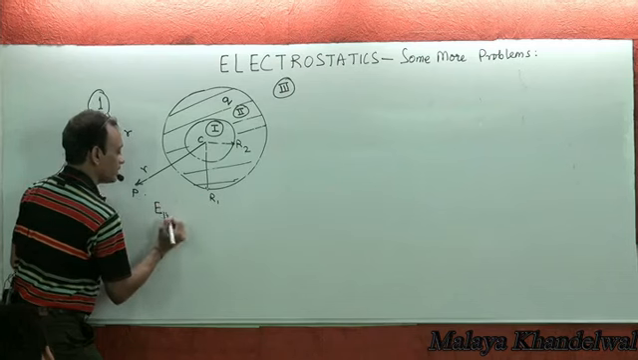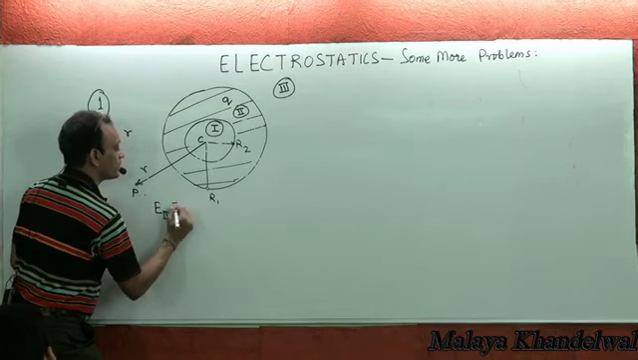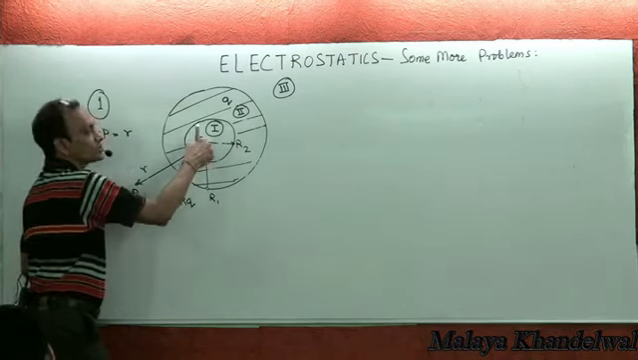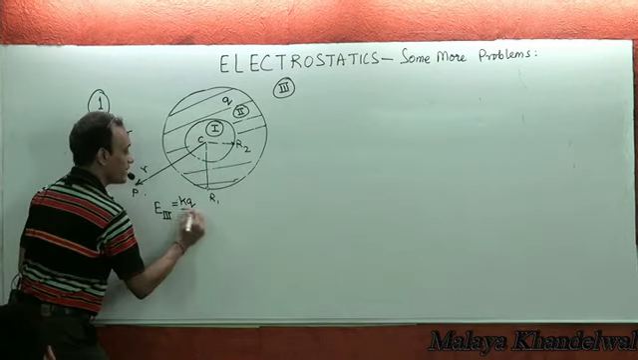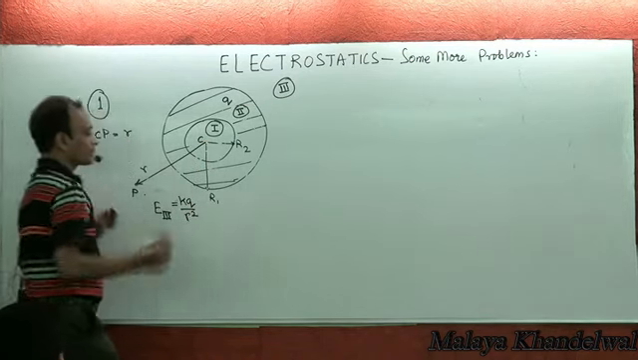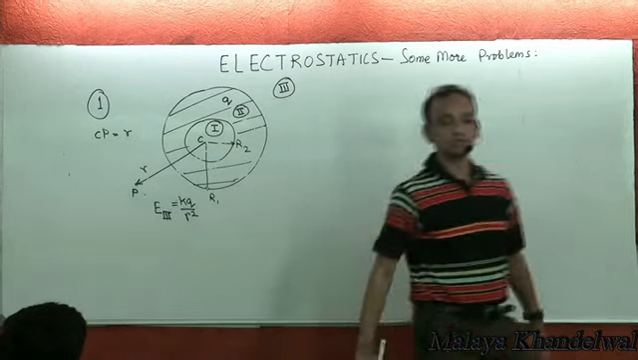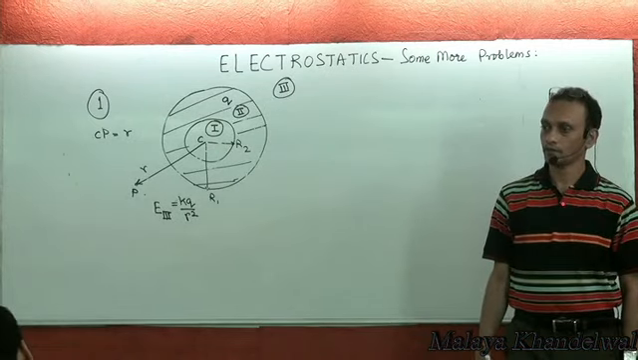E in region 3 is going to be given by K times the total charge Q at the center divided by r squared. That's the electric field in region 3. What do you say?